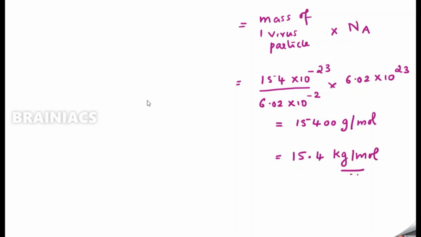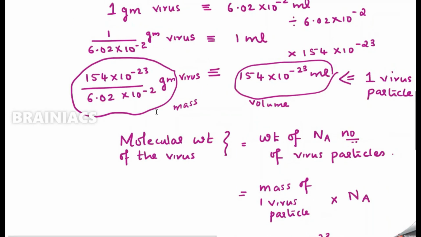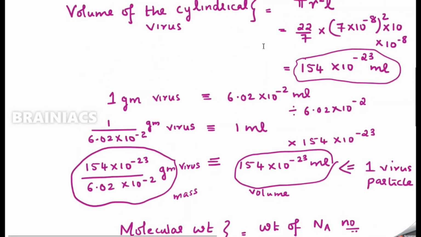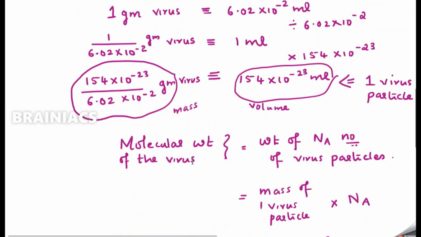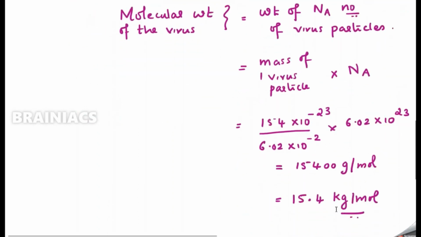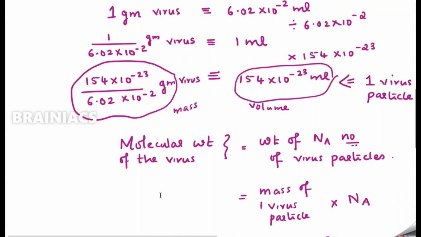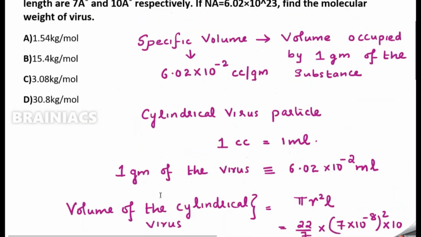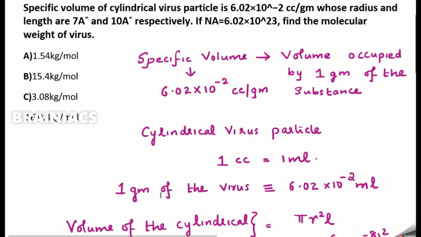So I hope you understood the question. Very simple. We calculated the volume of one virus particle. Then we calculated the mass corresponding to that one virus particle. We know that molecular weight is the weight of Avogadro number of virus particles, so we multiplied the mass of one virus particle with the Avogadro number to get the molecular mass of the virus. So the answer is 15.4 kilogram per mole. Option B looks like the perfect answer.